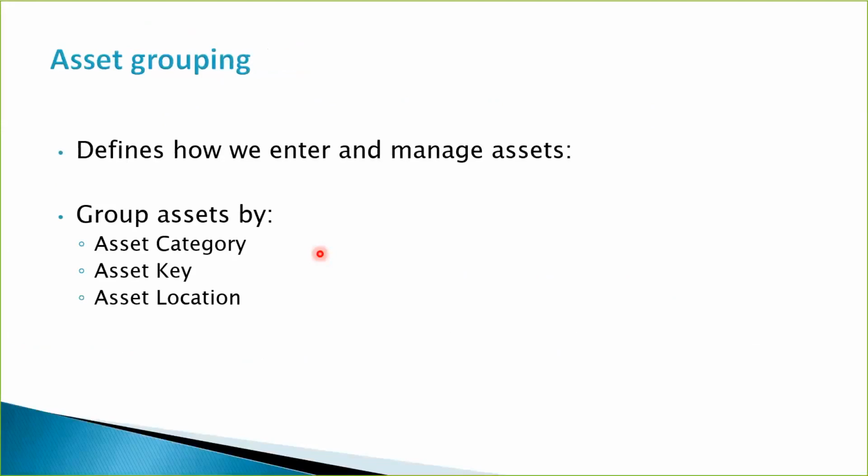So just to remind ourselves, we talked about how we group assets, and we talked about these three ways, which is by asset category, by asset key, and location. You should know what each of them are. Category uses financial information. This is non-financial for asset key. And as far as asset location is concerned, it gives us the physical location of the assets. So we also talked about how we need to use the flex fields to create our structures, which we use to configure these groupings.